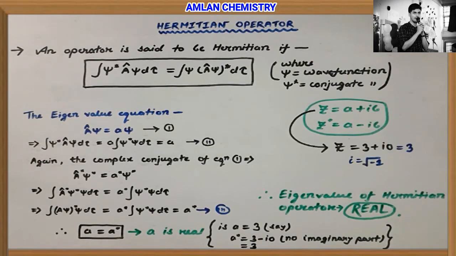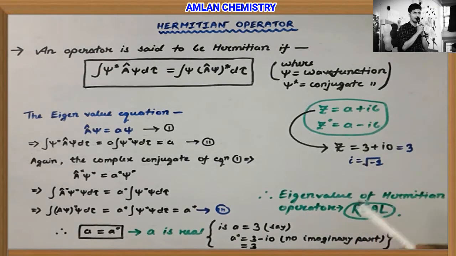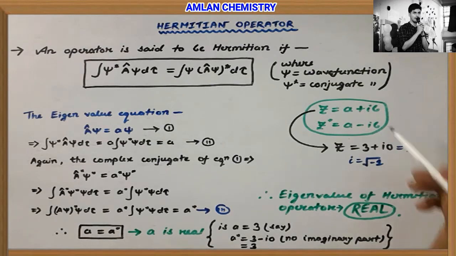Now a can only become a star if and only if a is real. We can see, say 3 again. If we represent it in the complex number system, z equal to 3 plus i0, and if we take its complex conjugate, it will become 3 minus i0. Now 3 plus i0 and 3 minus i0 are both the same, because 0 multiplied by i becomes 0. It doesn't have any imaginary part, so the value of the imaginary portion b will be 0. So a will become a star. Therefore the eigenvalue of each and every Hermitian operator is real.